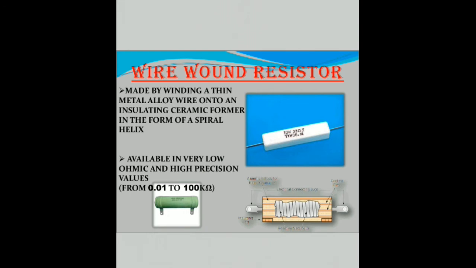Then the wire wound resistors. You can see in the picture the wire wound resistor, and you can also see its internal architecture. Wire wound resistors are made by winding a thin metal alloy wire onto an insulating ceramic former in the form of a spiral helix. These resistors are available in very low resistance values, and the resistance may vary from 0.1 ohm to 100 kilo ohm.